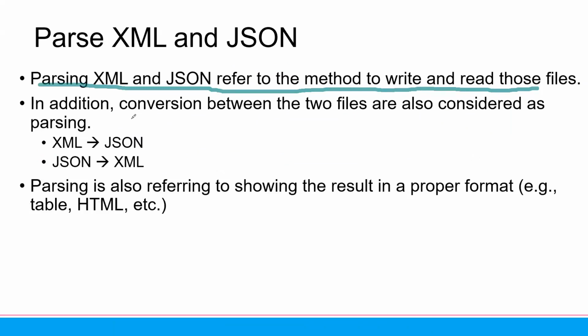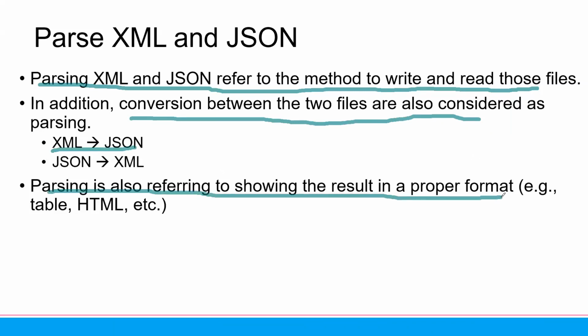So we can also consider the conversion. Conversion means I want to change from XML to JSON, or I want to change from JSON to XML. Parsing is also referring to showing the result in the proper format.